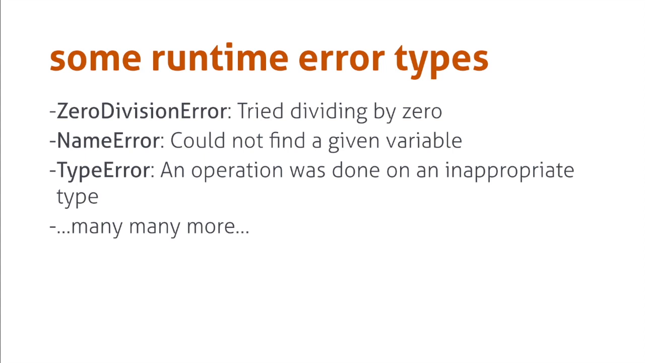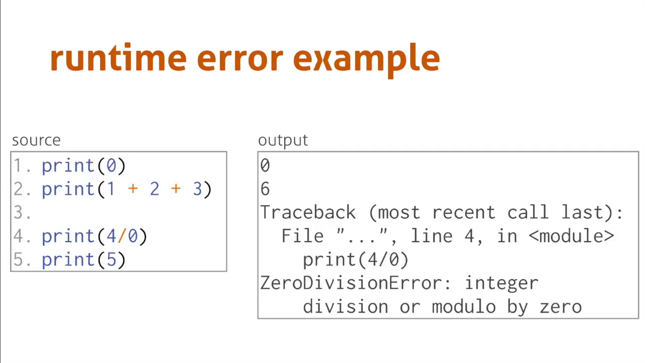And don't try to memorize all of these runtime error types. You'll be able to figure them out from the context of the error that you get. But what's important is being able to distinguish a runtime error from a syntax error. So here's an example of a runtime error. On line 4, we try to divide 4 by 0, and so we get a zero division error. But notice here how line 1 ran and printed out 0, and line 2 ran and printed out 6.